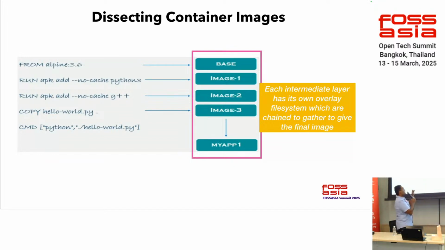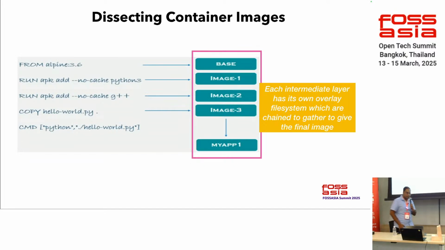So for example, in this Docker file, you see the first one that's creating the base image. The next line called run apk is adding a new image called image1, and every other line is creating a new image. And what do we mean by an image? An image is nothing but an overlay file system. Each Docker intermediate image or each Docker image is nothing but an overlay file system which has 3 directories: a lower directory, an upper directory, and a merge directory. Okay, so that's how it's architected and that's how it's built. Cool.